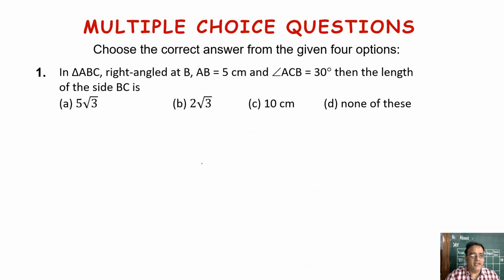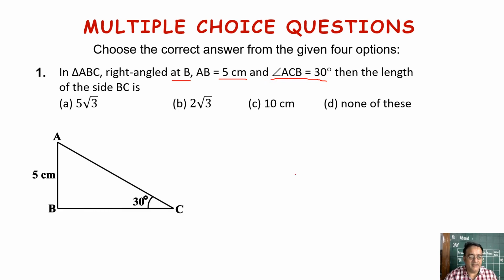In triangle ABC, right angle at B, that means angle B is 90 degree, and AB is 5 centimeter and angle ACB is given 30 degree. Then the length of the side BC is. So we'll draw first a rough diagram. See, this is our reference angle, angle C, and AB is given and we have to find BC.